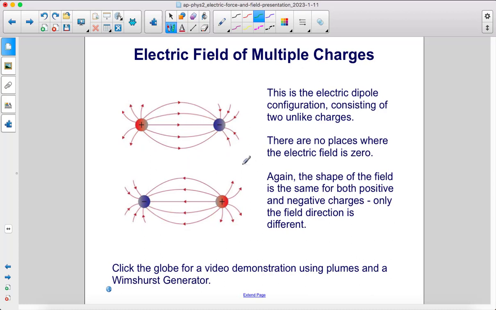This is the electric dipole configuration, consisting of two unlike charges. There are no places where the electric field is 0. Again, the shape of the field is the same for both positive and negative charges. Only the field direction is different. So, let's take a point in the middle. The electric field at the middle due to the positive charge is to the right. The electric field at the middle due to the negative charge is also to the right. So you end up with a field vector that points directly across from positive to negative.